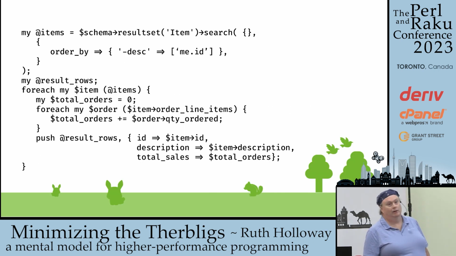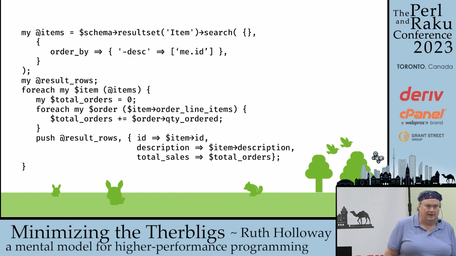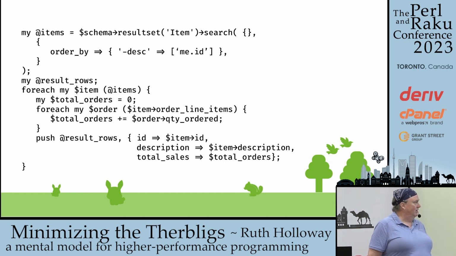Okay, let's see some Perl. We're at the Perl conference, right? Let's see some Perl. Hey, this is a back-end search, and I'm going to search my item table with a null search, which means everything. And I want it ordered by, in this case, my primary key, the ID. And I have some result rows, and I'm going to loop over those result rows. And for each of the order line items, for each of those items, I want to total up the quantity ordered. And so I'm looking for a sales report. How many of every item have I sold? Ever.